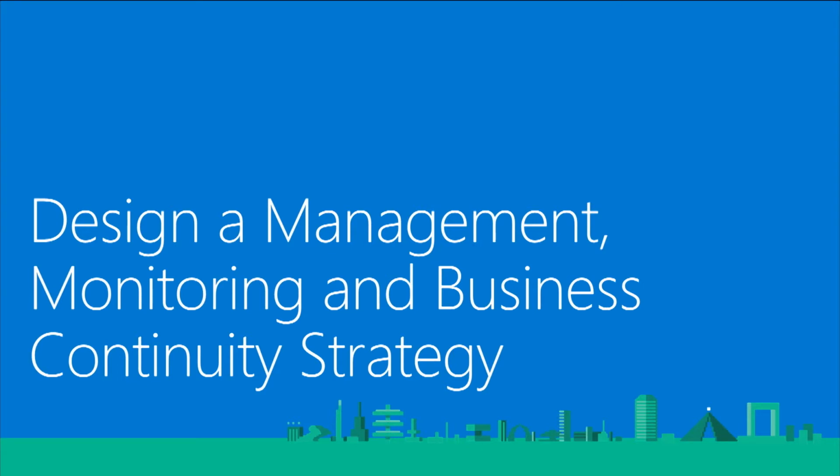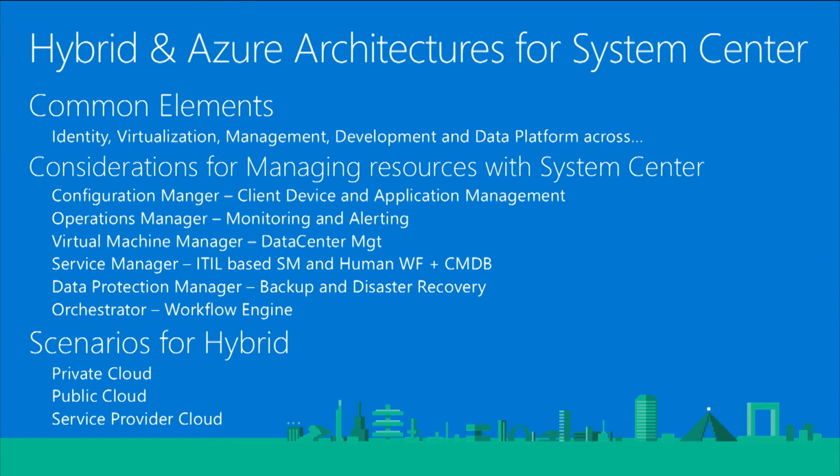Now we're going to talk about the last section, which is designing a management, monitoring, and business continuity strategy. There's a couple things I want to cover here. The big one is about hybrid architectures. Virtual machines compute on-premise, virtual machines compute in Azure. There's a lot of things that have to be shared: virtualization, management, development, data platform, identity. All of this has to be shared across these different scenarios. And so we have stuff on-premise, stuff in Azure. How do we manage this?